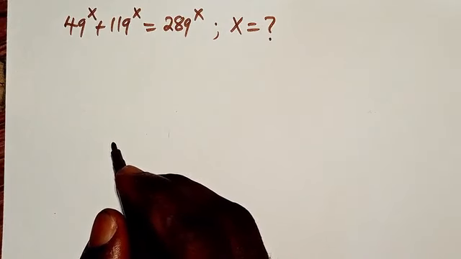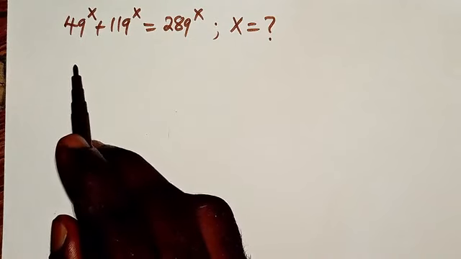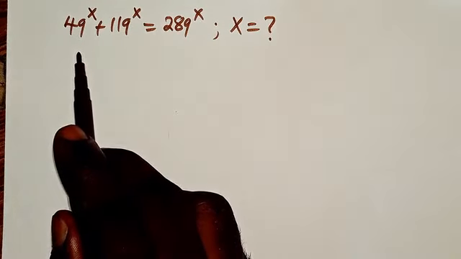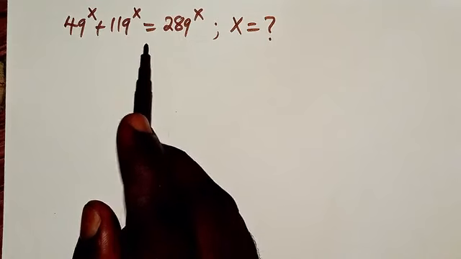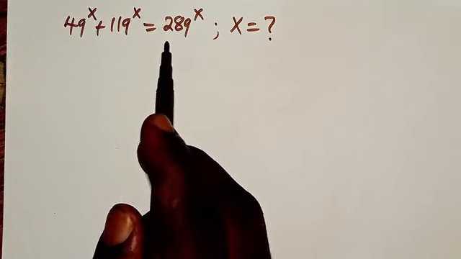Let's see how we are going to solve this Math Olympiad question. So now what are we going to do? We want to find the value of x in this equation, that is 49 to the power x plus 119 to the power x equals 289 to the power x.